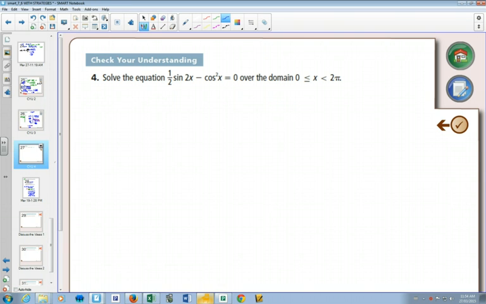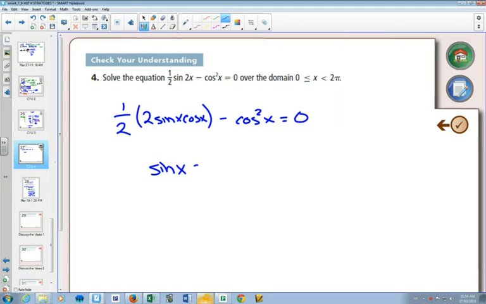So the first thing you're going to do is change the sine 2x to 2 sine x cos x. Still have minus cos squared x equals 0. The 1/2 and the 2 will go away, and we'll have sine x cos x minus cos squared equals 0. We could change the cos squared to 1 minus sine squared if we wanted to.